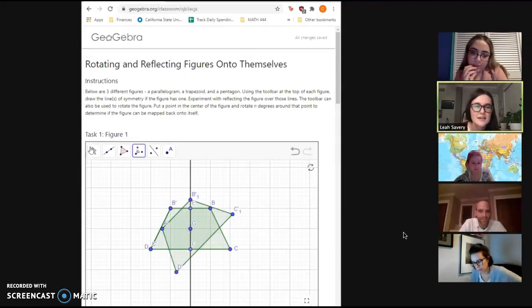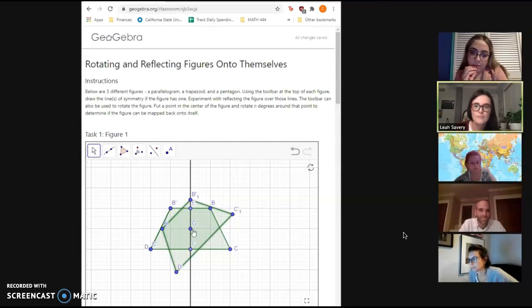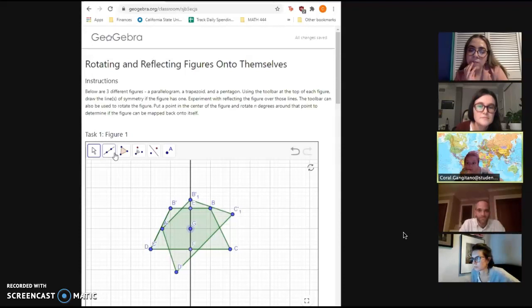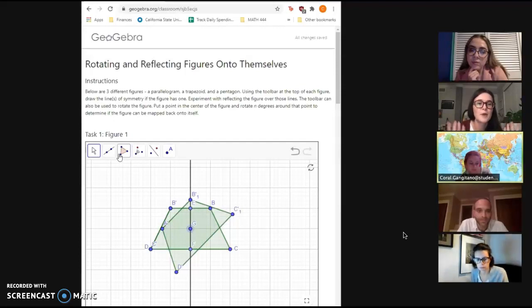Do you think it'll be able to rotate onto itself? No, not unless we do 360. Okay, cool. Do you have any idea why that is? It's not symmetric, right? Yeah. So this symmetry only works if the figure is a regular polygon.